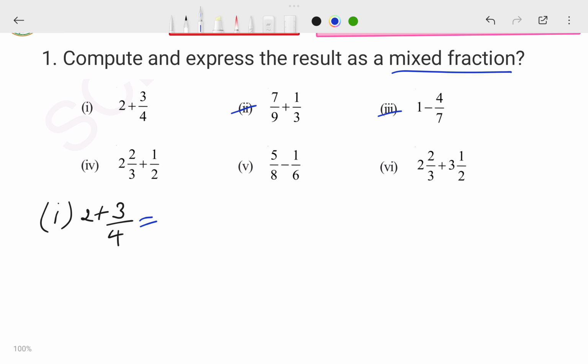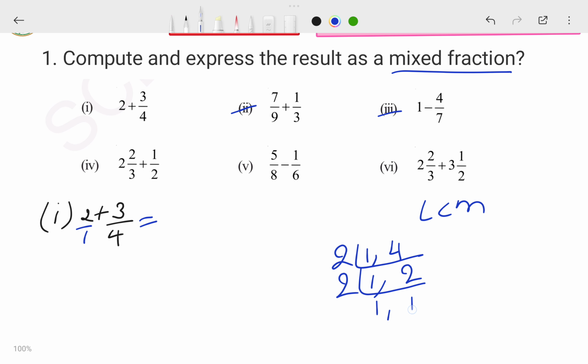Before solving this, we already know that here it is 1. First of all, we need to find the LCM. So let's find the LCM of 1 and 4. We divide with 2: 1 stays the same, 2 divided by 2 gives 1. Both are now 1, so we can stop, nothing more to do. Multiplying the 2 ones, 2 into 2 is 4, and 4 into 1 is 4 only. So the LCM is 4.